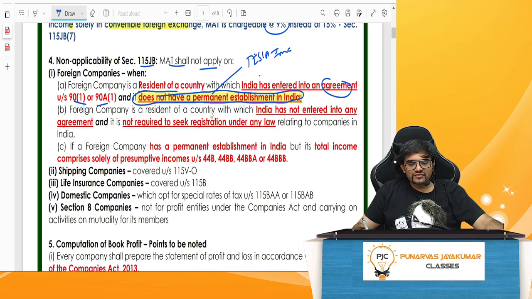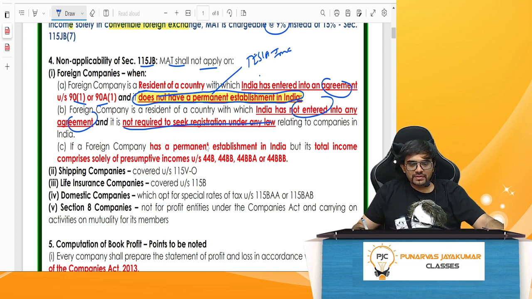Or the foreign company is a resident of a country with which India has not entered into any agreement and is not required to seek any registration under any law relating to companies in India. Not required. A random company, not required to have any deal with India, to open any company in its name in India.